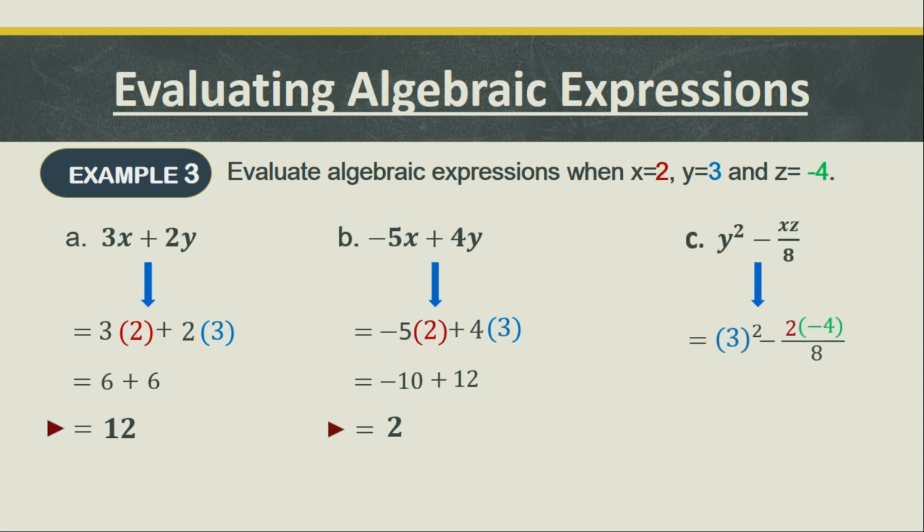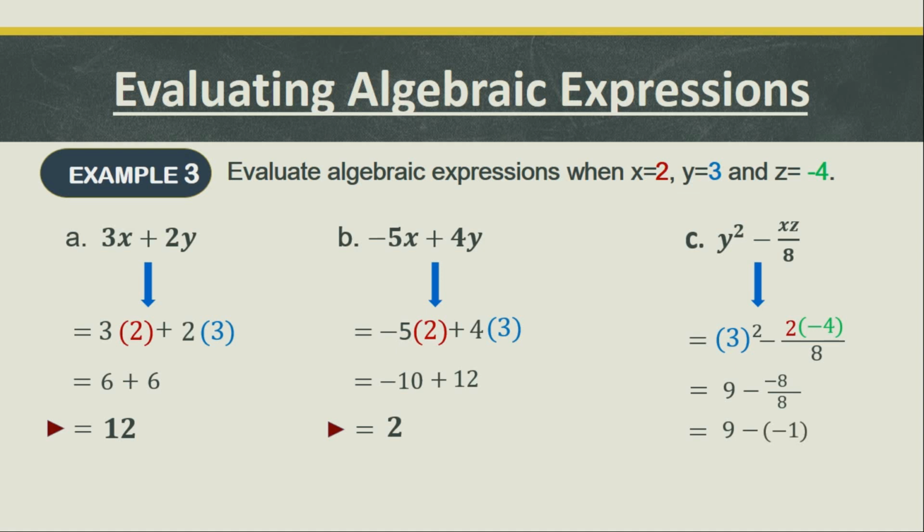So let's simplify first 3 squared, and that's 9. Copy the minus sign, and then multiply 2 by negative 4, and that's negative 8 over 8. So now copy 9 and simplify negative 8 over 8, which is equal to negative 1. So this is equal to 9 minus 1.